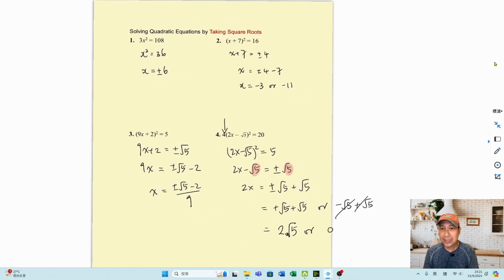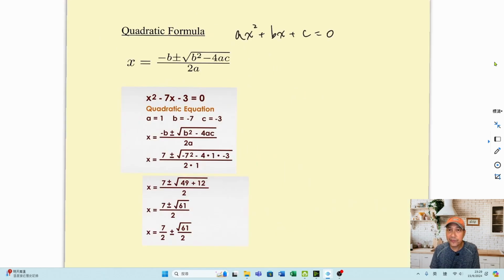So you see that these four questions are quite easy to do. Next time, if you are given questions to do, check whether you can simply take the square root of both sides. Let's move to the quadratic formula.